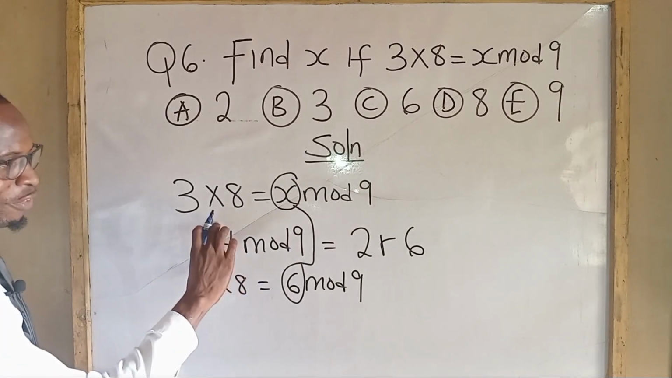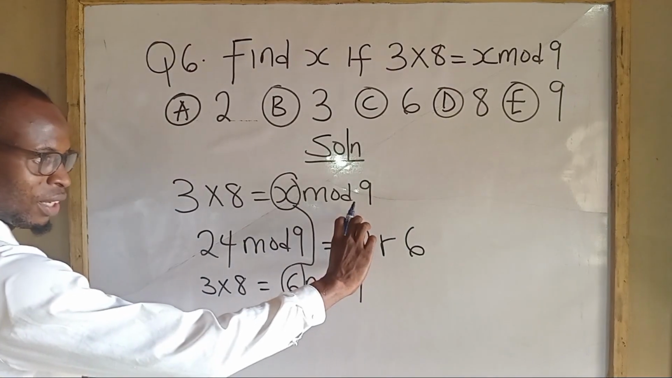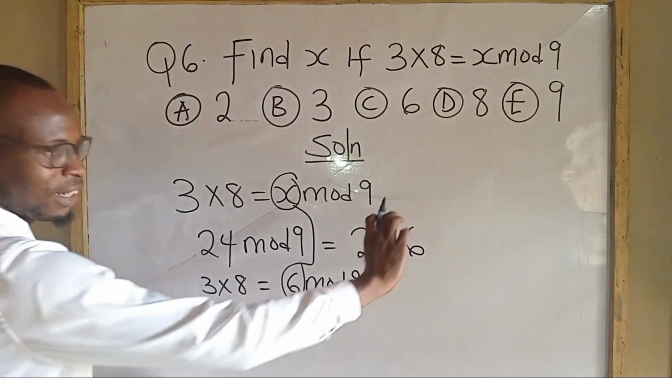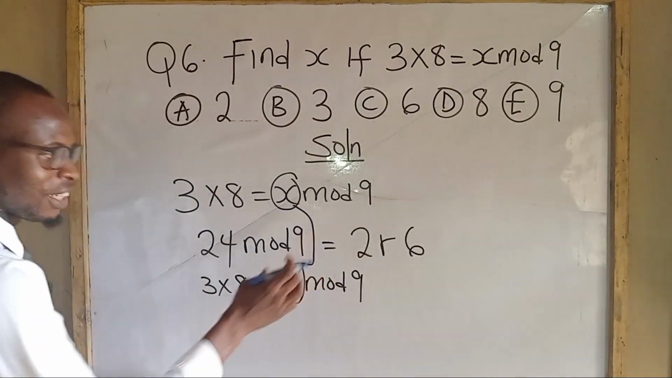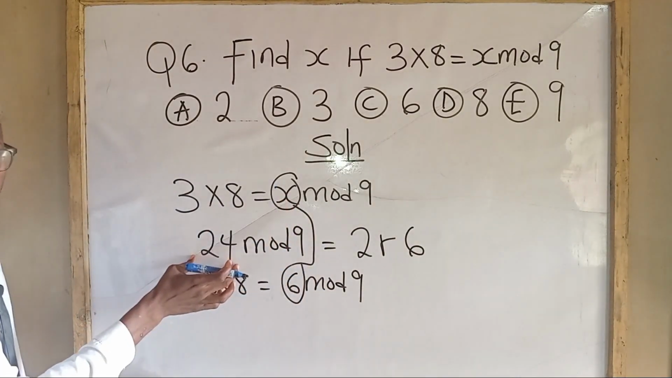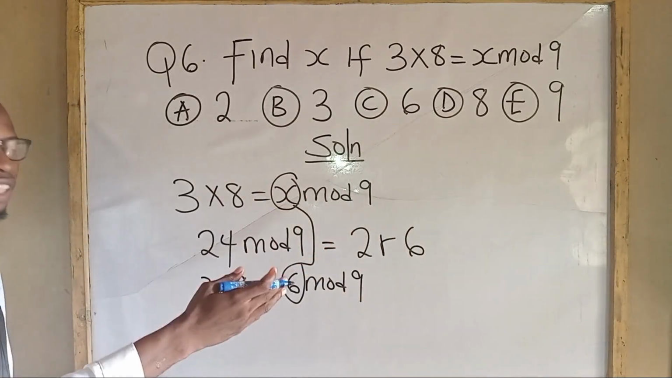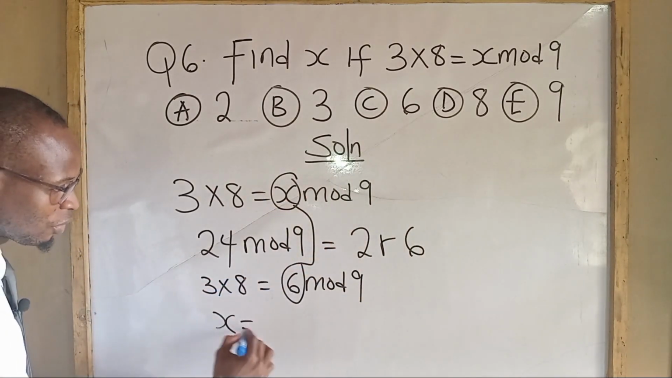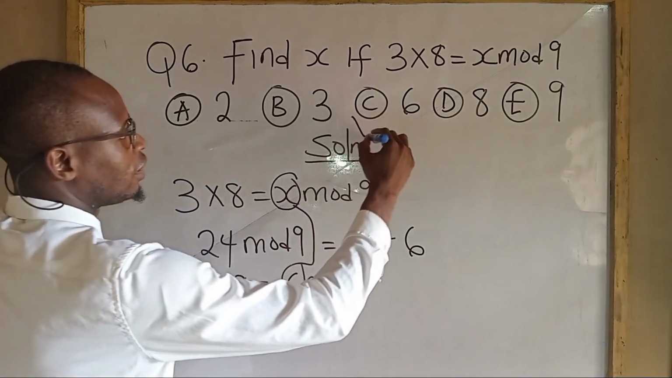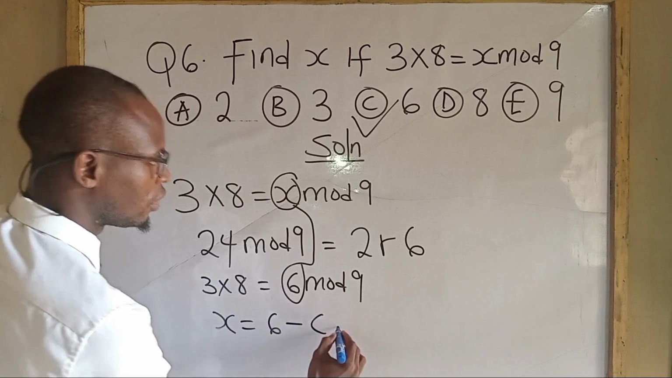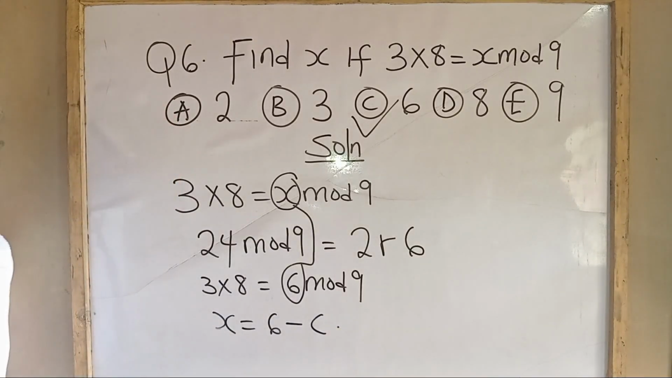So when you divide 24 by 9, you have 2, remainder 6. It is that remainder you place as the equivalent value for 24, because the 6 still falls in the elements of 9. So our value of x is equal to 6. So the answer is option C. So I believe that is clear.